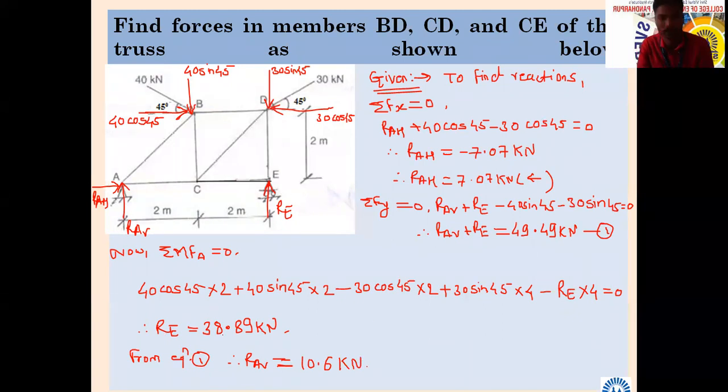At this stage we found the reactions. At this point we have found the reactions. Are you getting it? So our first task is to find the reactions, and we have found them here. Now, what do we have to do here? Now we have to see from which members we are supposed to find the forces.